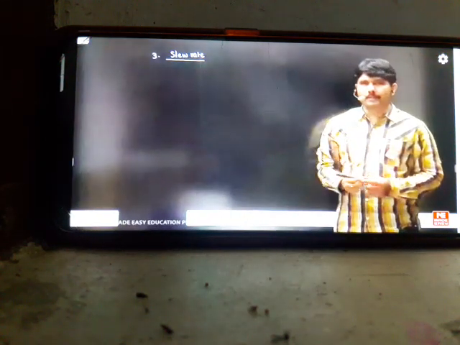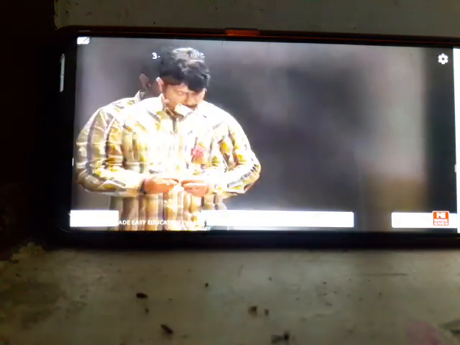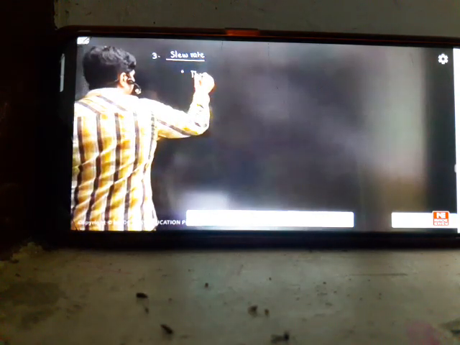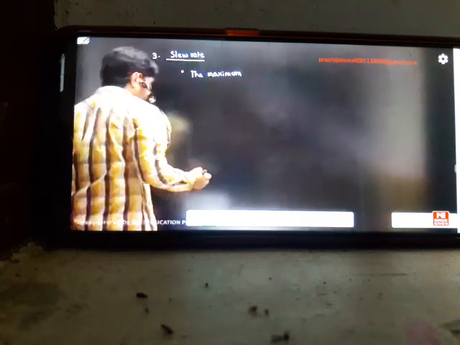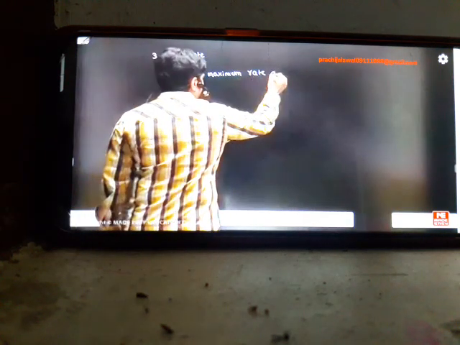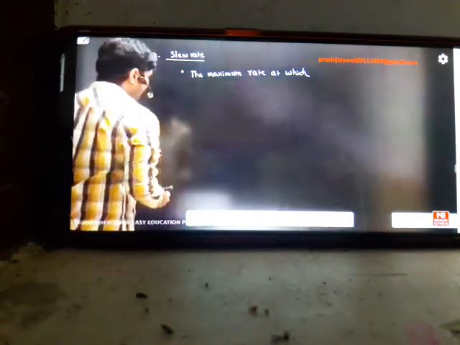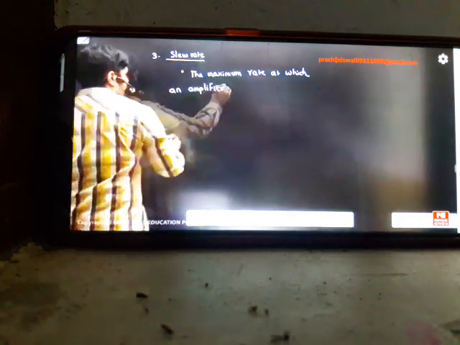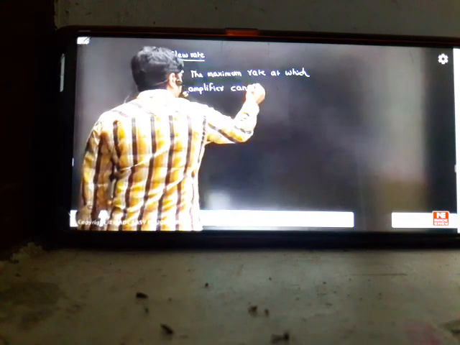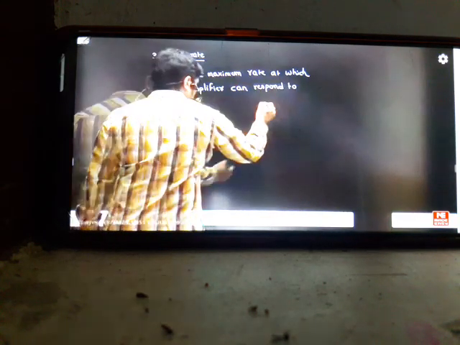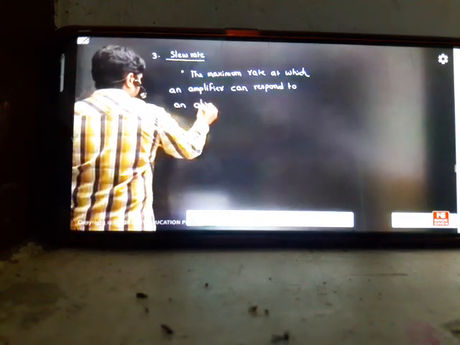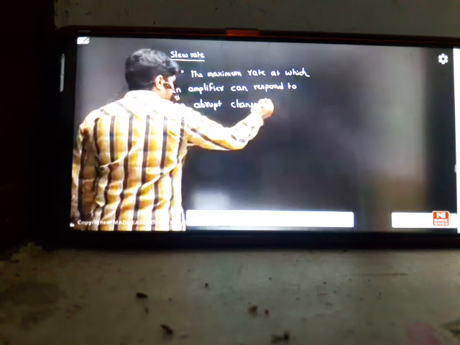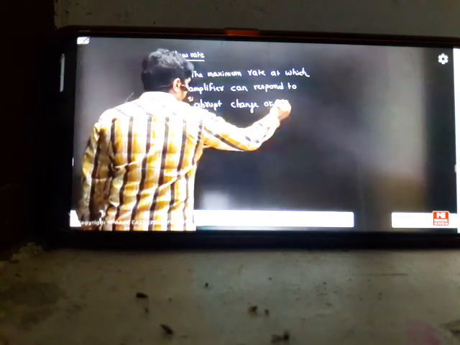This is also an important topic, easy to understand, and the formulas are very comfortable. First of all, I'll write the definition of slew rate. Write down the definition: the maximum rate at which an amplifier can respond to an abrupt change of input signal.